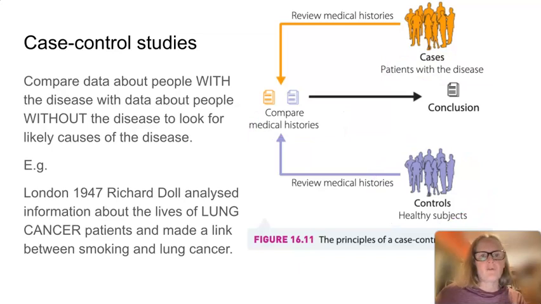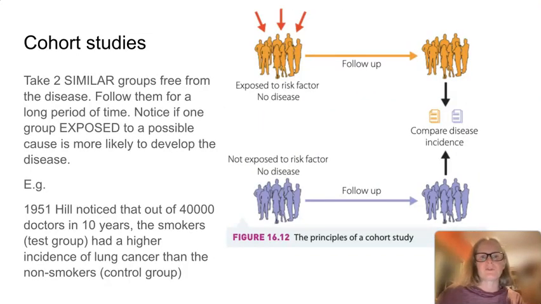So the alternative type of analytical study is a cohort study, and this time we start at the beginning. Before anybody has got the disease, we take two groups of people who are similar, and then we watch them for a long time. And then we come back at the end of this long time and see if people got the disease if they happen to get exposed to something.